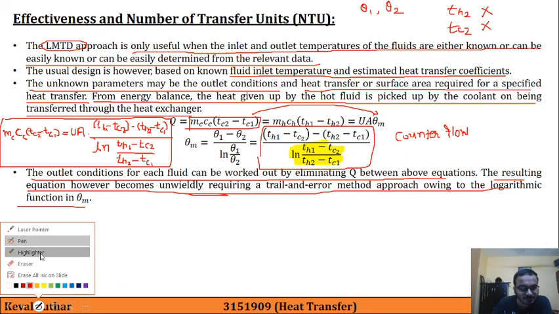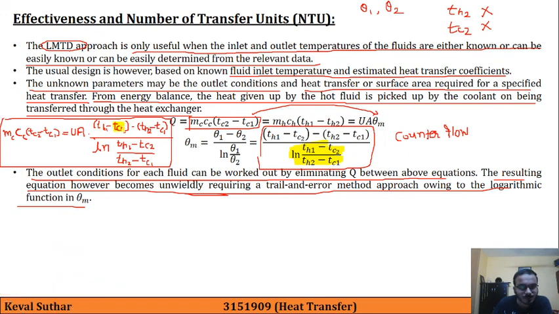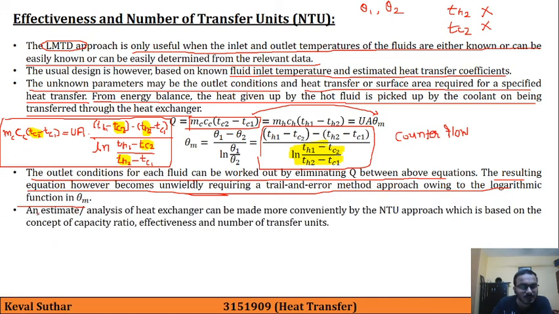Here we are not aware of TC2, and we are not aware of TH2; here TC2 is there and TH2 is there. So similarly we can write down the equation in terms of m_h c_h (TH1 minus TH2). However, this trial and error method will be very tedious to do. So an estimate or analysis of heat exchanger can be made more conveniently by the NTU approach. This is the new approach that we are going to discuss in our next lecture, that is number of transfer unit.